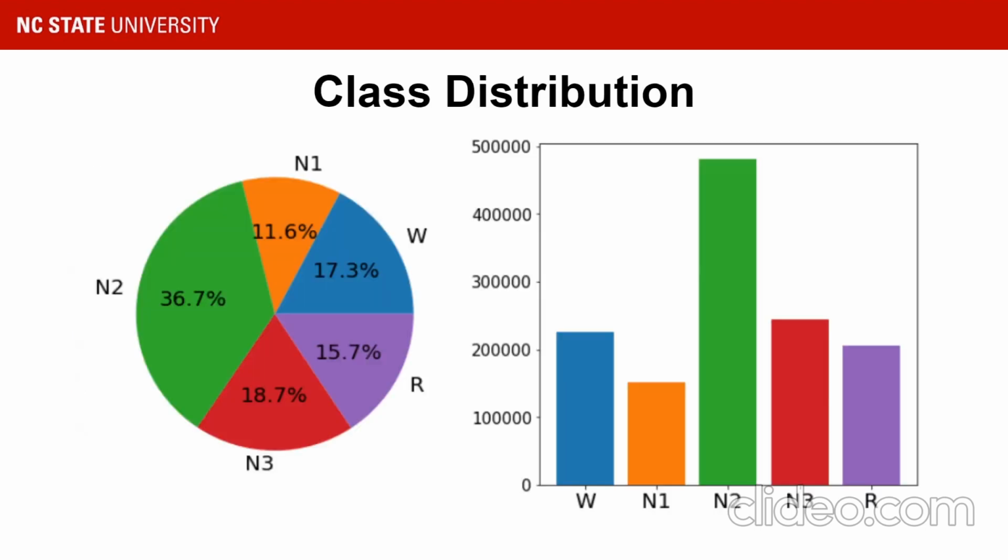So here's an image of the class distribution of the data that we're working with. So you can see on the left that N2 accounts for about almost a third of the entire dataset, while N1 only makes up about a tenth. So looking at the class imbalance, we expect to see our model to be more skewed towards N2, just because of its proportion. And so to combat this, we may use something like class weights to compensate for the imbalance.